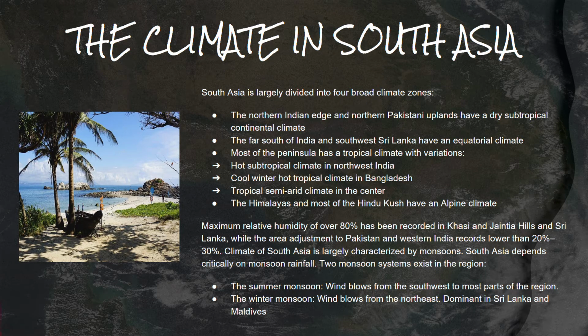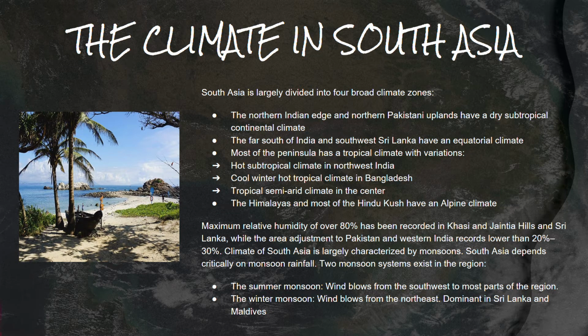The Himalayas and most of the Hindu Kush have an alpine climate. Maximum relative humidity of over 80% has been recorded in Khasi and Jaintia Hills and Sri Lanka, while the area adjacent to Pakistan and western India records lower than 20 to 30%. Climate of South Asia is largely characterized by monsoons. South Asia depends critically on monsoon rainfall.